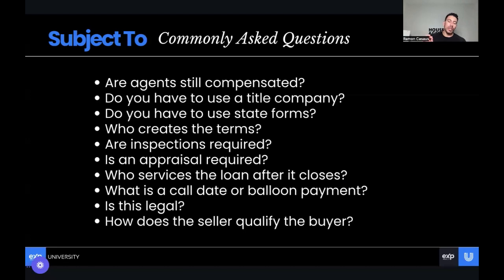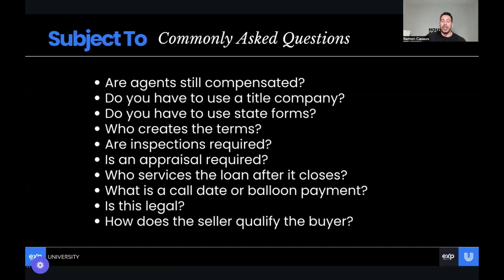Okay. Are inspections required? No, inspections are not required. However, I would highly recommend buyer and or seller get inspections done. And if they don't want to, I would definitely put it in writing that you recommend that they do. But no, inspections are not required and neither are appraisals. However, either the buyer or seller can request one and they can negotiate and agree upon who's going to pay for it.